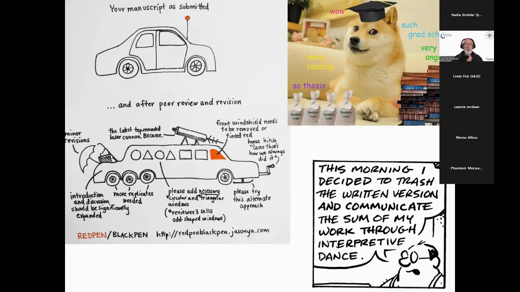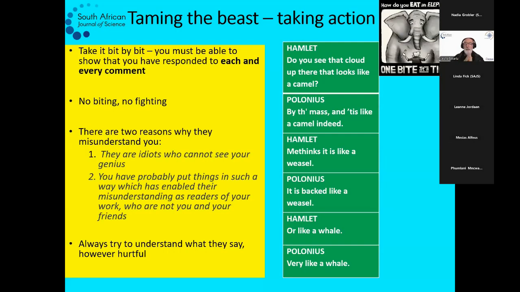So how do we do it? The best thing to do is to take action. And how do we do this? Well, how do you eat an elephant? One bite at a time. So you're going to get feedback. It might be a lot of feedback.